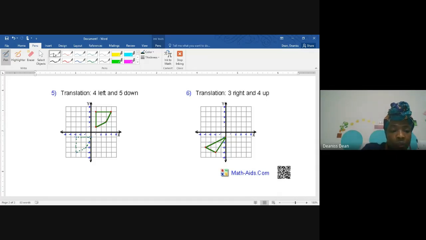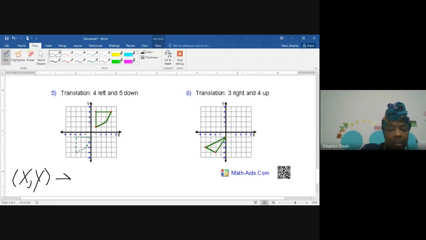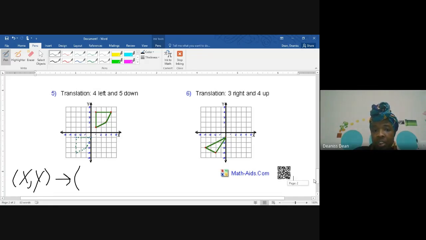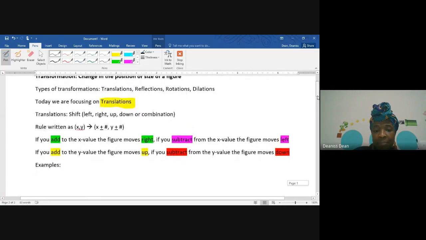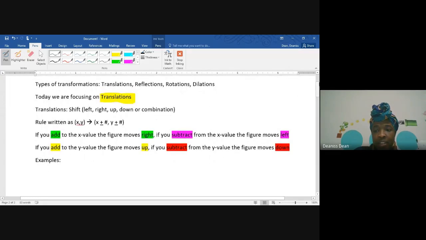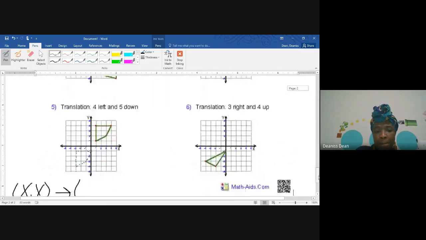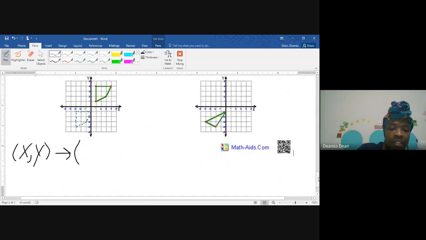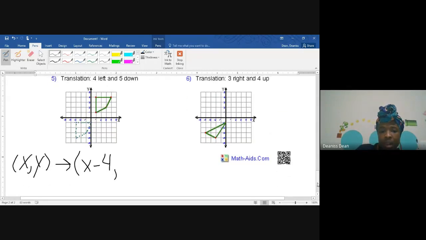So I'm going to write the rule: X comma Y, arrow. It said it moved left 4. So the X values move to the left 4. I'm going to subtract from X this time because when you move to the left, you subtract from the X value. So I'm going to have X minus 4. And then it said it moved down 5, right? So then it would be Y minus 5.